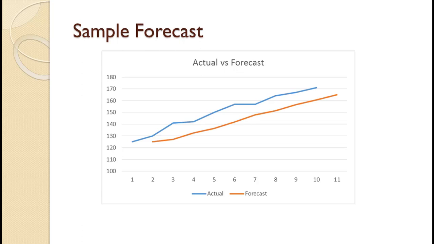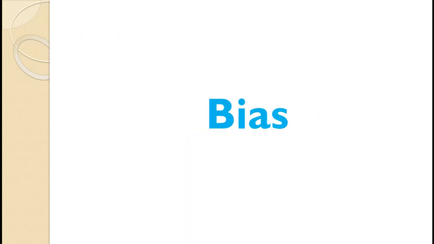Look at the chart on the slide. The actuals are in blue and the forecast in orange. For every single period in which we have a forecast, the forecast is below the actual demand. This is an example of bias. Bias is when a forecast consistently forecasts too high or too low.